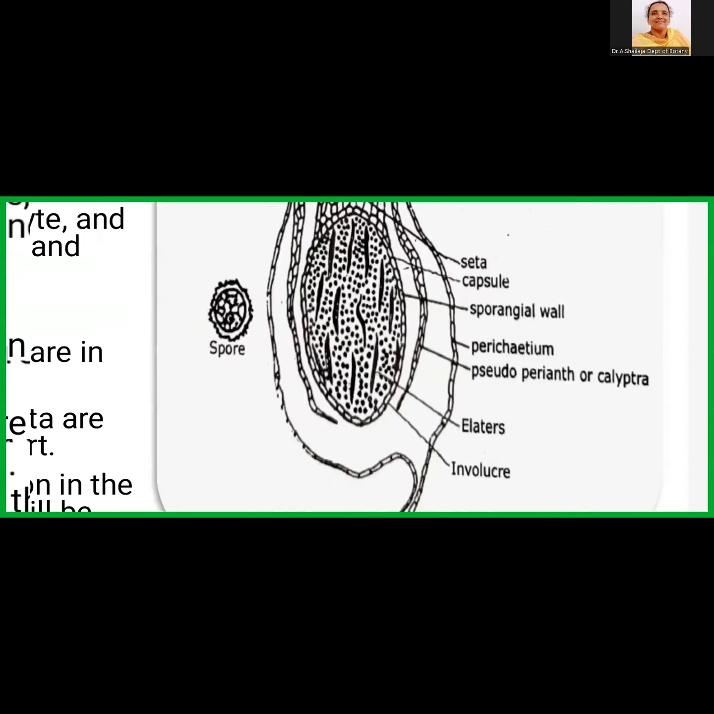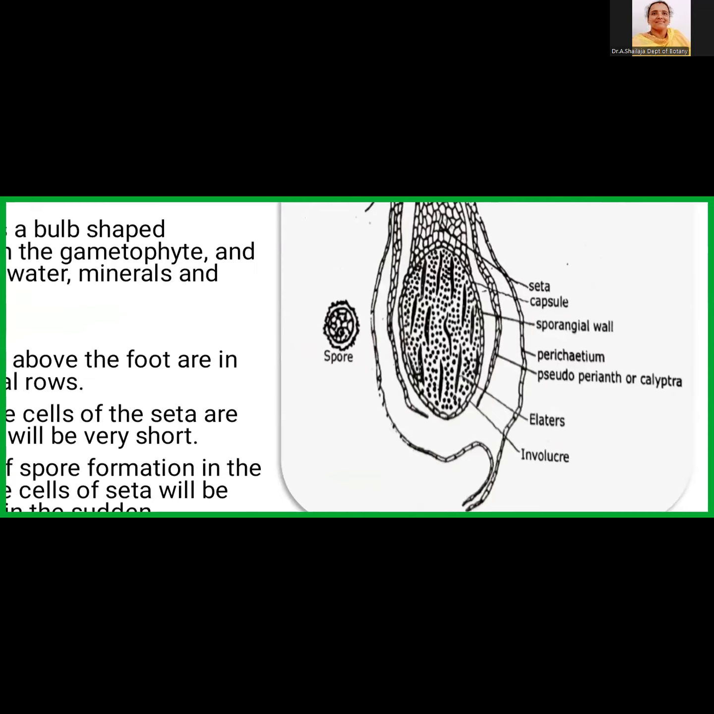So these are the walls. After this, the ring of cells at the base of the venter divides to form a collar-like growth, known as the perigonium or pseudoperianth. It grows around the archegonium and forms a covering. So this is that covering.